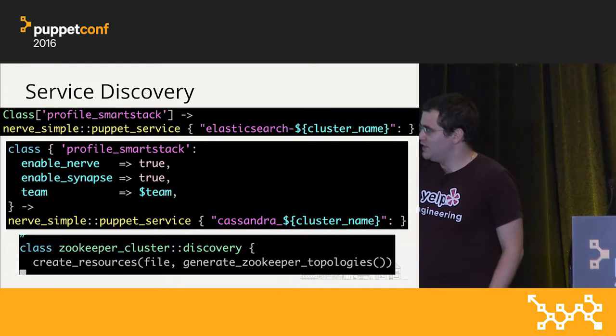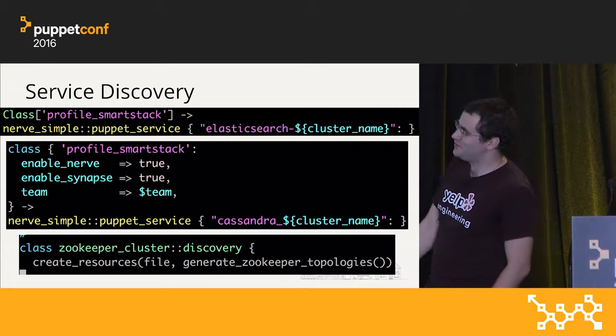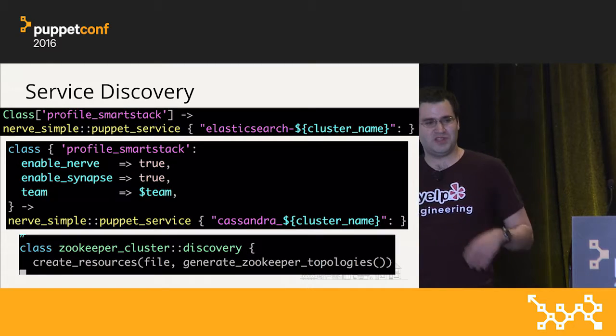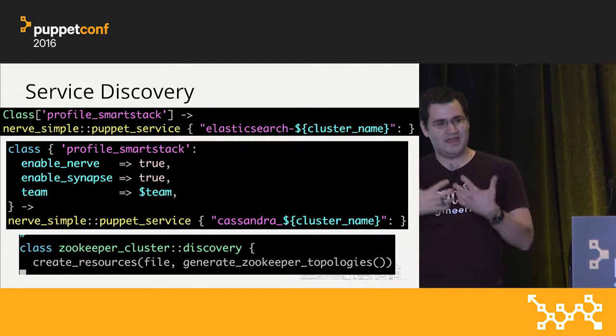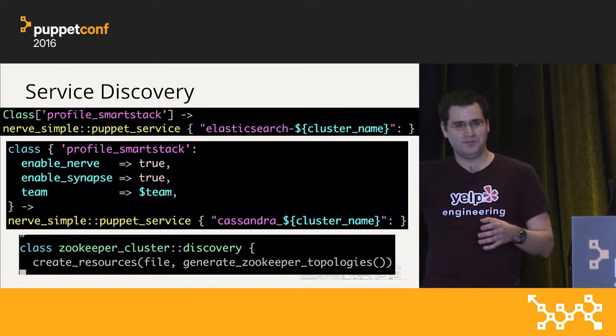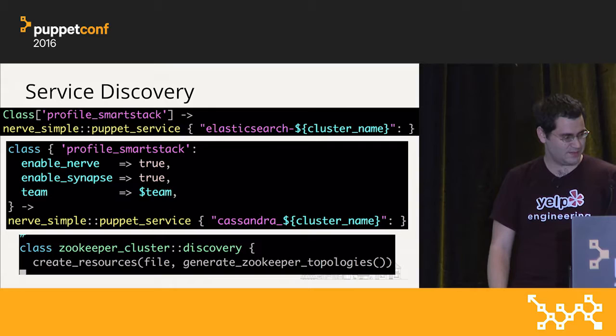And what we've done is we've created a custom type called a Puppet service, Nerve simple, so Nerve Puppet service, and this is all you have to do in a Puppet module at Yelp to get the box that's running that Puppet code to register in our service discovery system. That's it, that one line. And you're registered in the service discovery system.